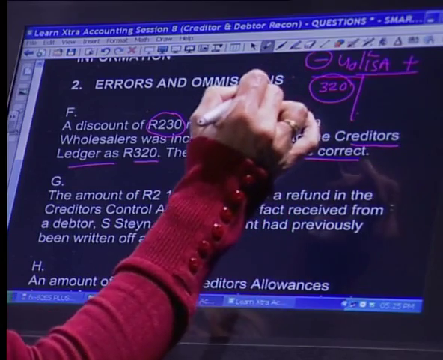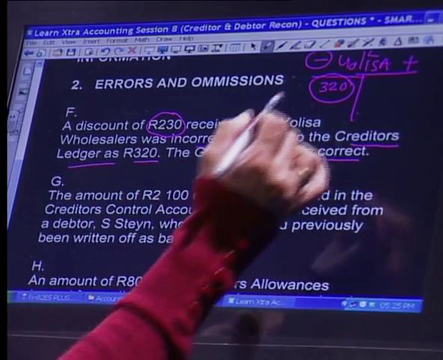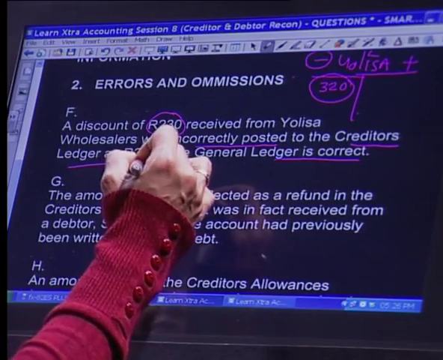I didn't receive a discount of 320 Rand. So how am I going to make this amount 230 Rand? What do I need to do to this discount, guys? Correct. I need to reduce this discount. I need to take away the difference between the 320 and the 230. Right, what is the difference? I don't need a calculator for this, guys. The difference is an amount of 90 Rand.